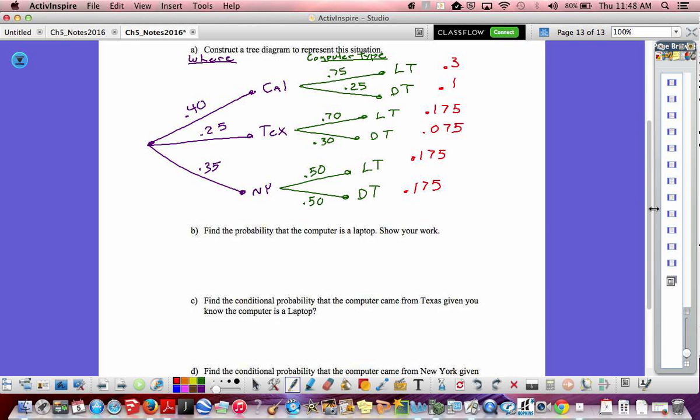Let's take a look at B. Find the probability that the computer is a laptop. Okay. Probability that it's just a laptop. How am I going to get that answer? What do I need to do? Add all the laptops. Yeah. So go to my tree diagram. Every place it's a laptop, add those up. So 0.3 plus 0.175 plus 0.175. Is that 0.65?